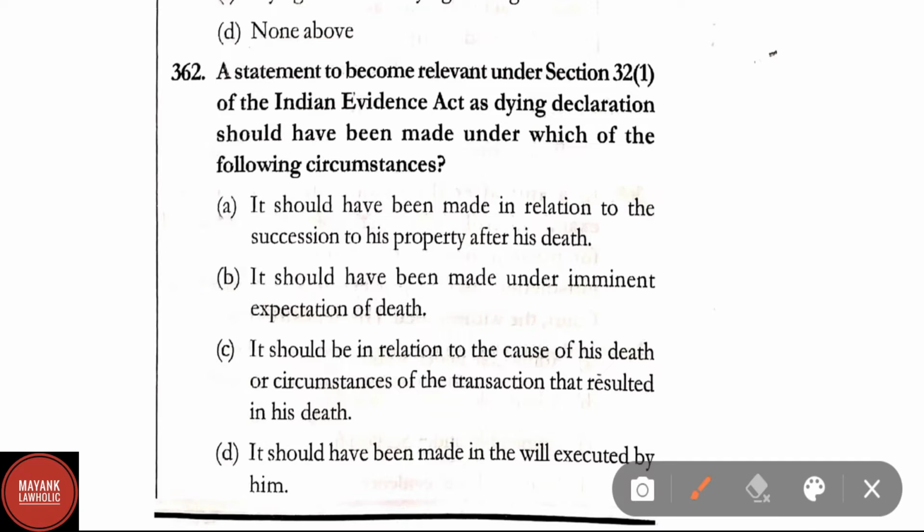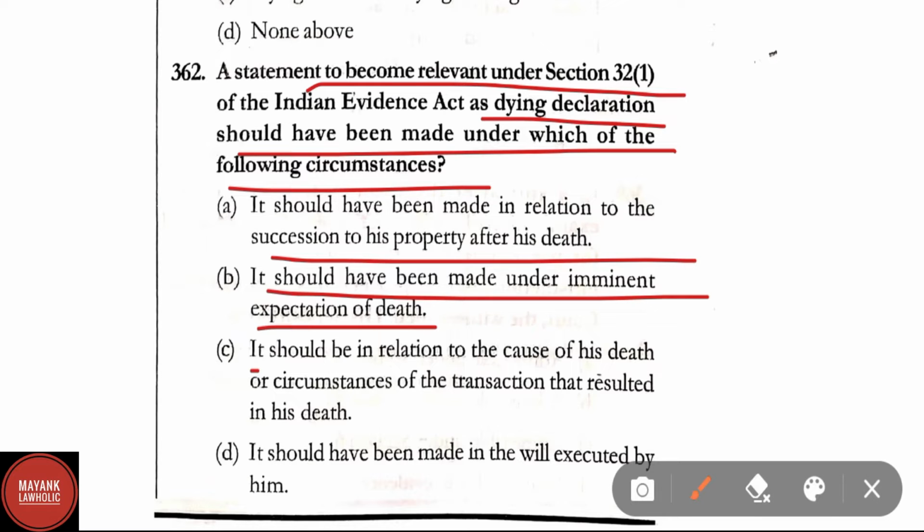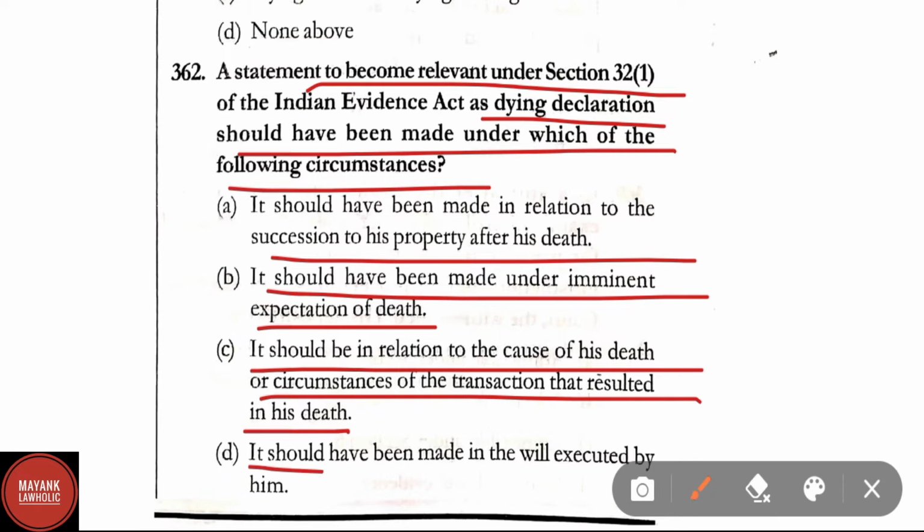Question number 362. A statement to become relevant under section 32 clause 1 of the Indian Evidence Act as a dying declaration should have been made under which of the following circumstances? It should have been made in relation to the succession to his property after his death. It should have been made under imminent expectation of death. It should be in relation to the cause of his death or circumstances of the transaction that resulted in his death. It should have been made in the will executed by him. In question number 362, the correct answer is option C.